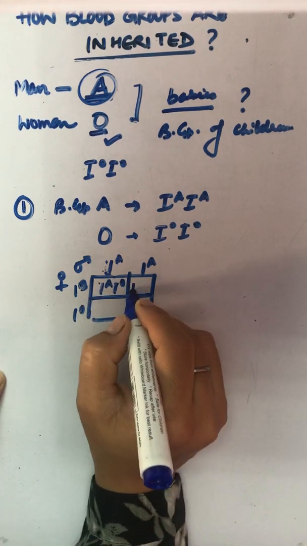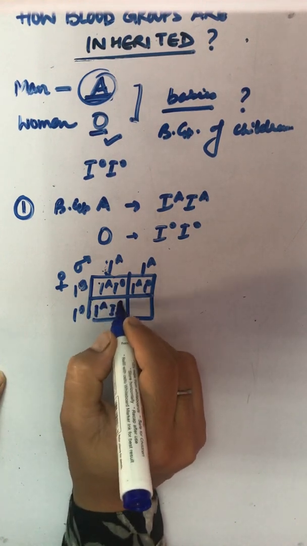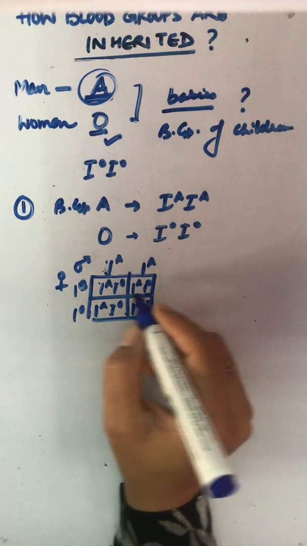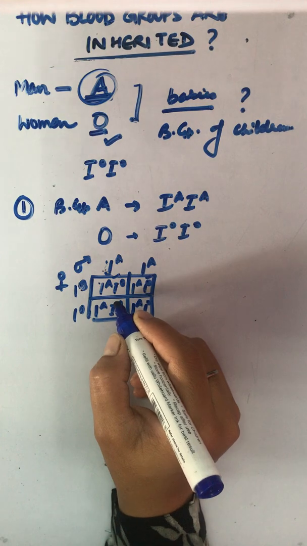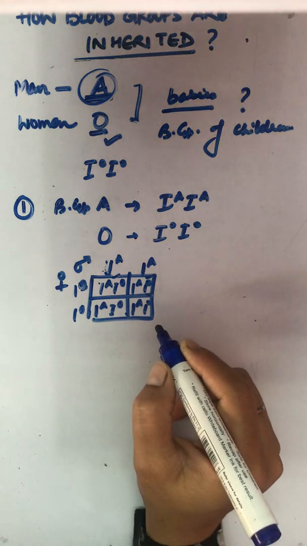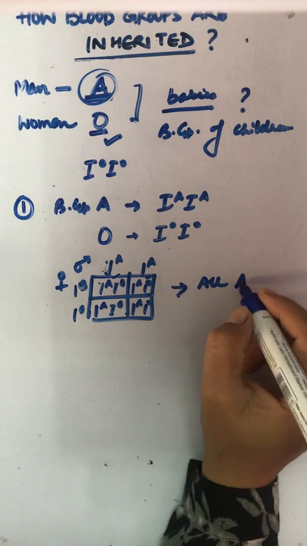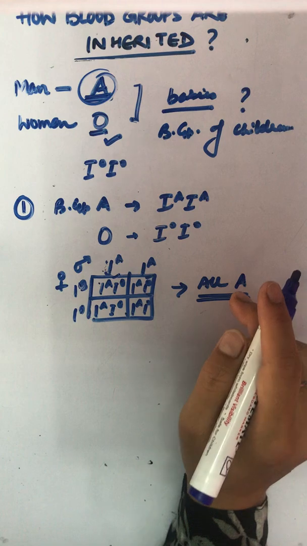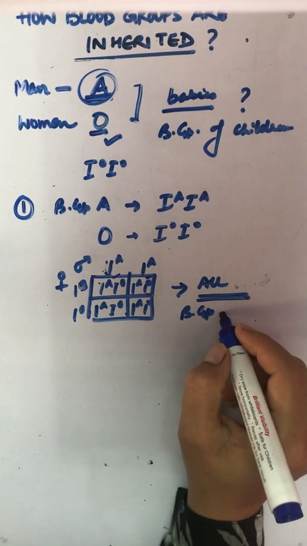We get IAIO, IAIO, IAIO, IAIO, meaning everywhere A is dominant over O. Therefore, the children in this case are all going to have blood group A. All children will have blood group A.